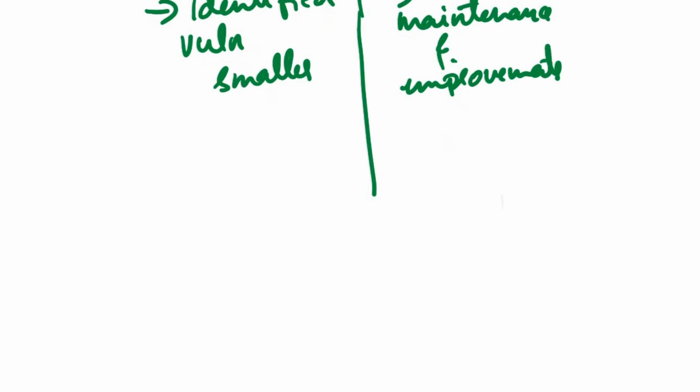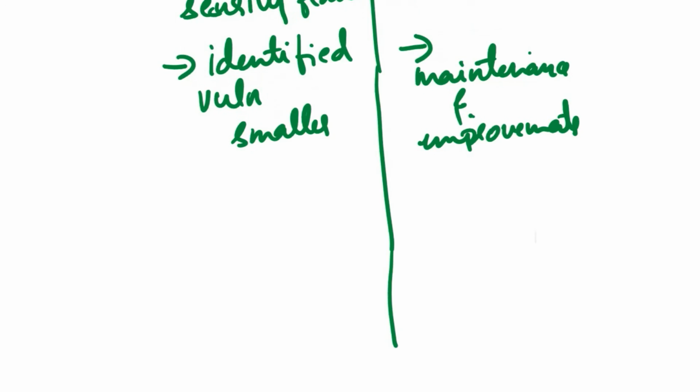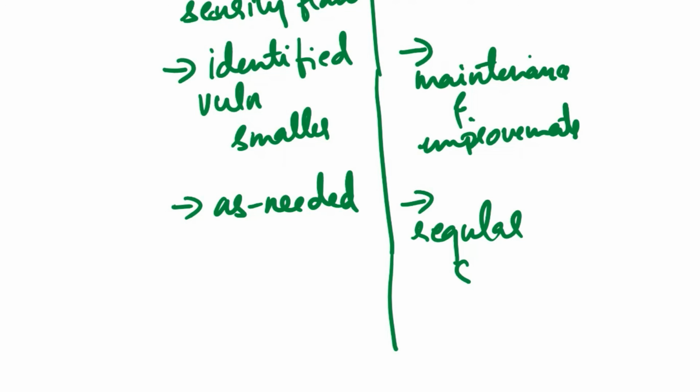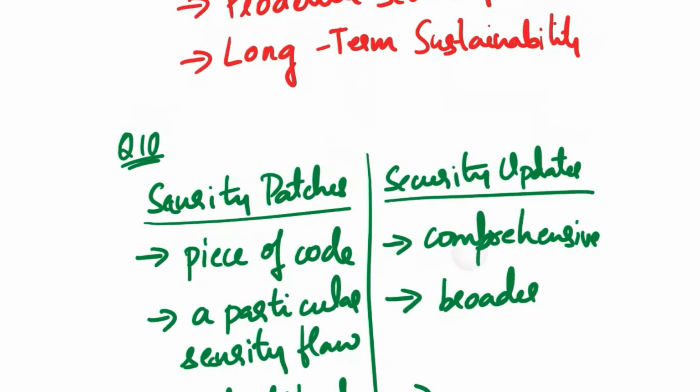Now, let's talk about the frequency of patches and updates. Security patches are released on an as needed basis, often in response to the discovery of new vulnerabilities. They are not tied to regular release schedules. Whereas, like we mentioned before, security updates are typically released on a regular schedule, such as monthly or quarterly, to provide a holistic update that includes security patches and other enhancements. So, that's the difference between security patches and security updates.